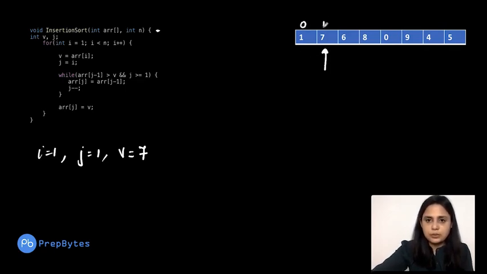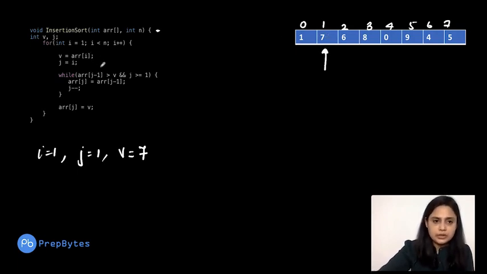Let's put the index 0, 1, 2, 3, 4, 5, 6, 7. So arr of 0 should be greater than v. So v is 7 over here. Is this particular condition true? No. This is not greater than this. So we just come out of this particular loop, and what we do is we put arr of j equal to v. So j is still 1, so it will just be set to its own value.